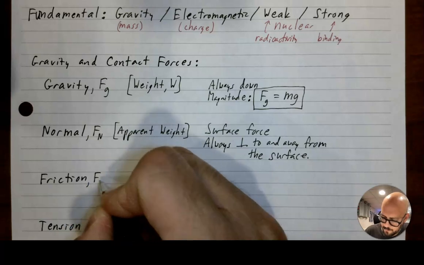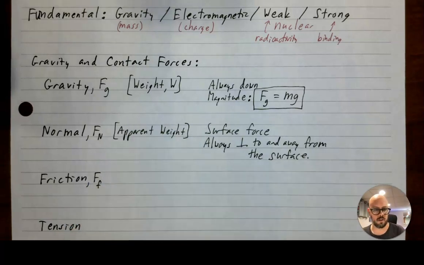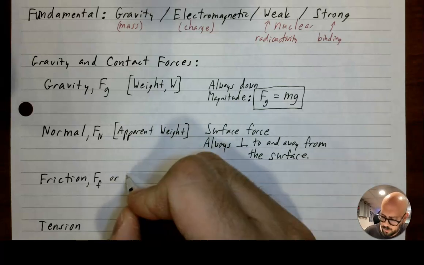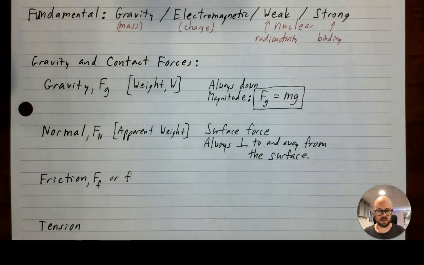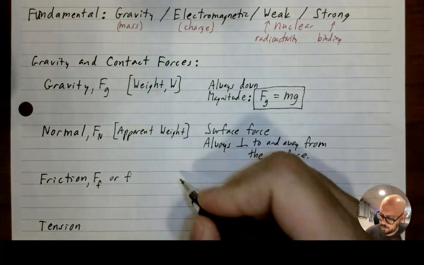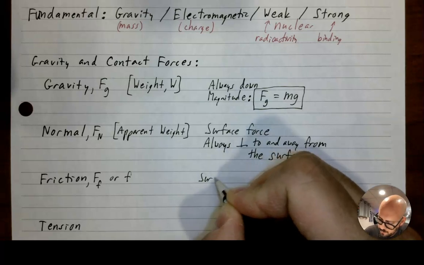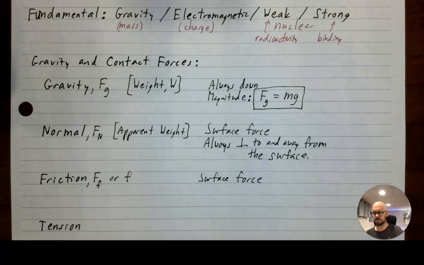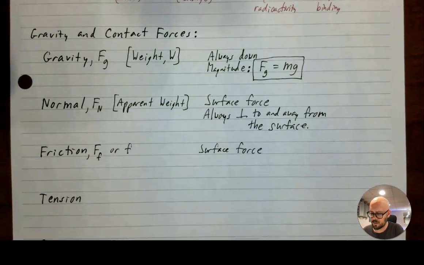Now, F sub F is a very common symbol, but very quickly, once we learn about friction, we are just going to use a lowercase f for friction. There's a reason for that, and it has to do with the fact that there are two types of friction, but we'll get to that later. So friction is also a surface force, and it's a surface force that functions to prevent sliding.